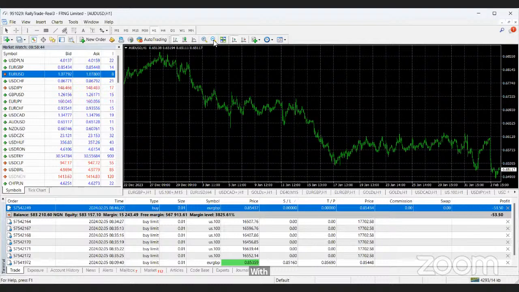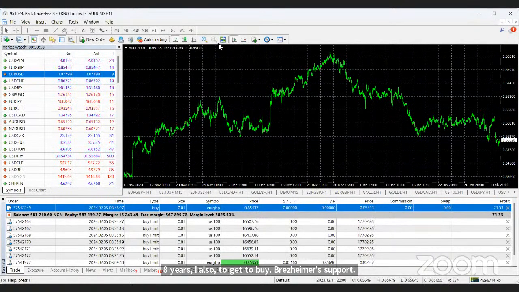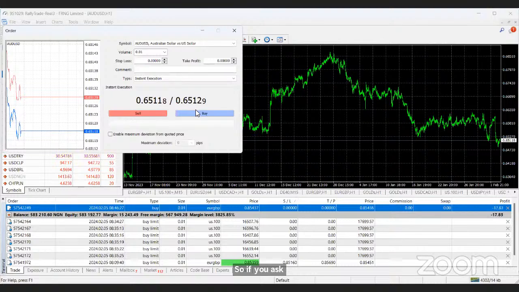AUD, I will also be looking to buy. Price has reached support. Nothing lasts forever. It has been going down for a while, and it won't go down that much. So if you ask me, even with that analysis, I can go ahead and buy it. Take the risk, because I'll just place it back.